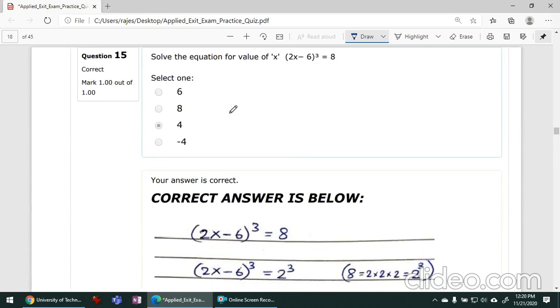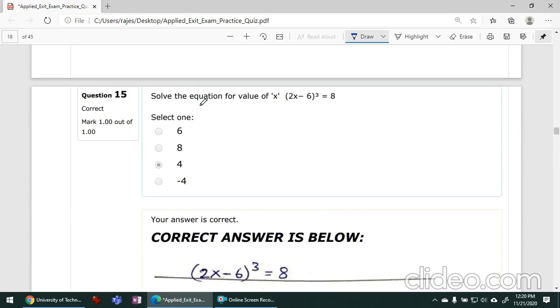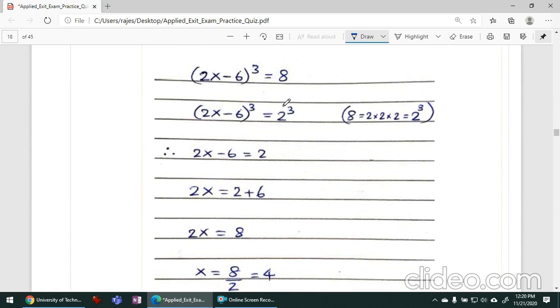Now question number 15. Solve the equation for the value of x. You have 2x minus 6 power 3 equal to 8. Okay, how will you solve? See here, what is 8? 2 power 3, since 2 into 2 into 2 is 8. So now you have power 3 here and power 3 here. Power 3 will cancel. So you have 2x minus 6 equal to 2.